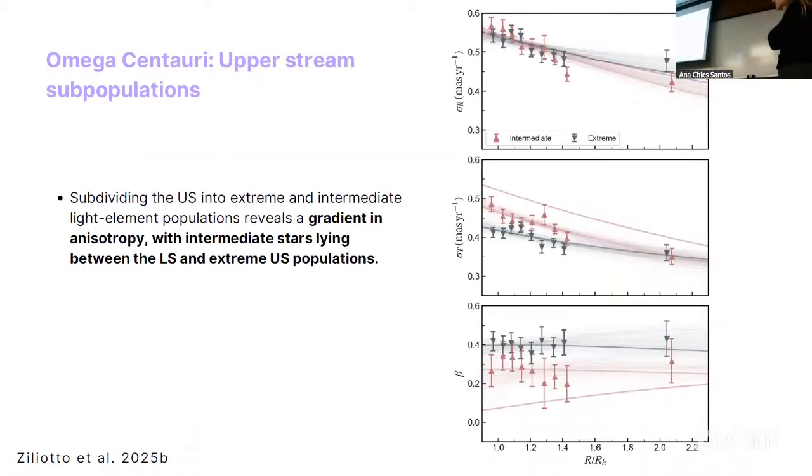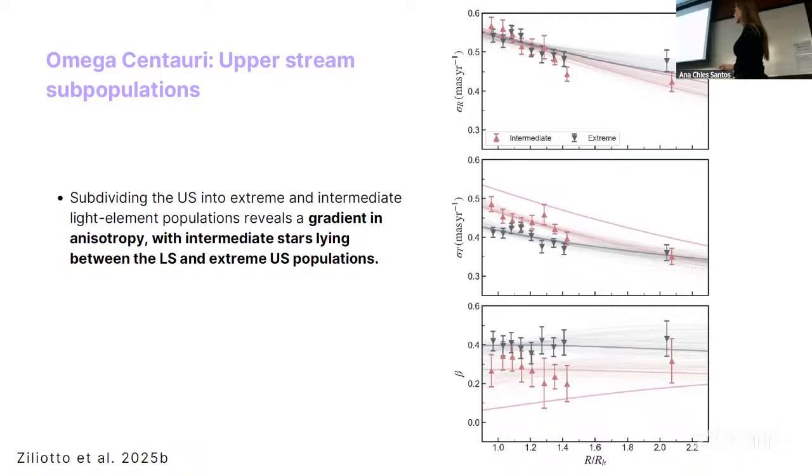I also consider the two upper streams, so the one that is uppermost, which I call extreme, and the other one that is in the middle population, which I call intermediate. And then we see differences in their anisotropy profiles. So basically, we are seeing a gradient in anisotropy.